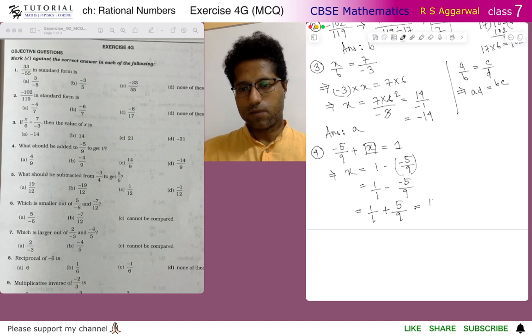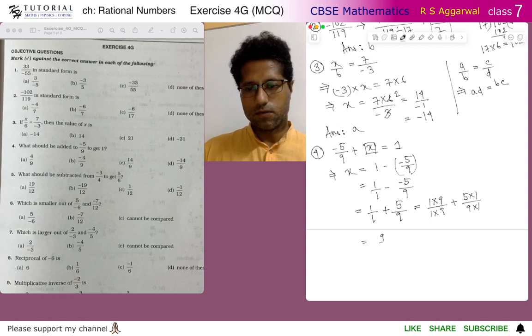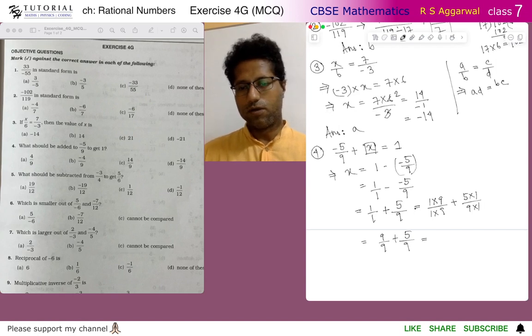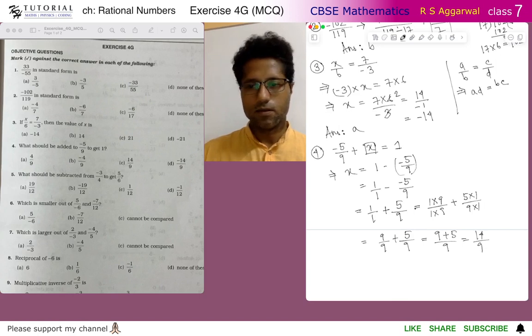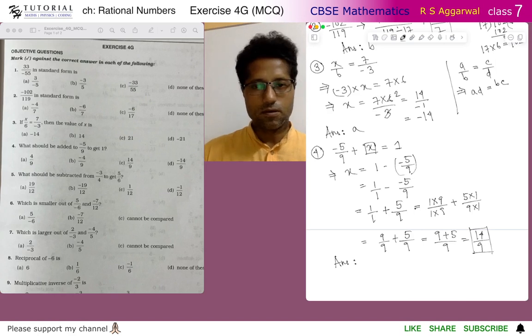So this becomes 1 into 9 plus 5 into 1, 9 into 1. So this is 9 by 9 plus 5 by 9. So we now have common denominators. Denominators are same, so we just add the numerators. So this is 9 plus 5 by 9, this is 14 by 9. So the answer is 14 by 9. The result is 14 by 9. x is 14 by 9. So the answer is C.